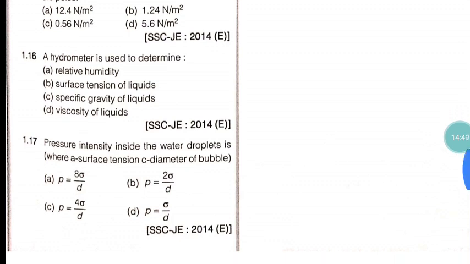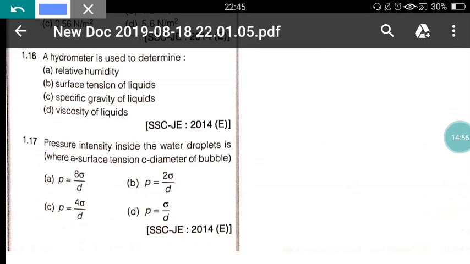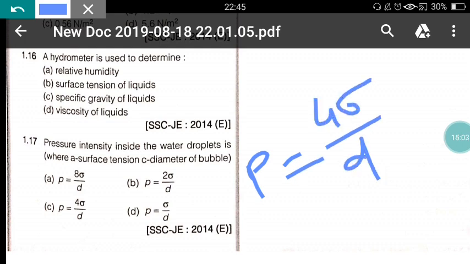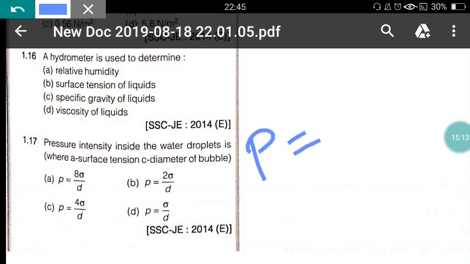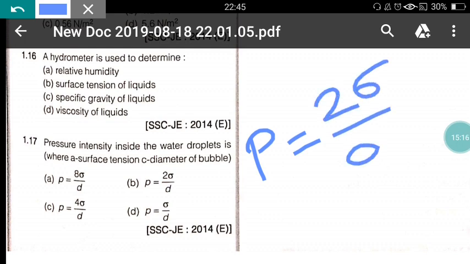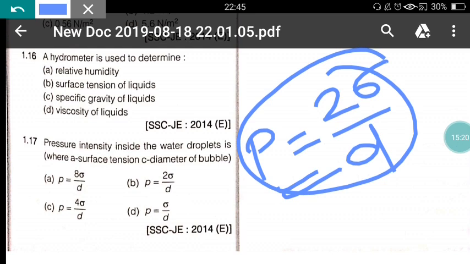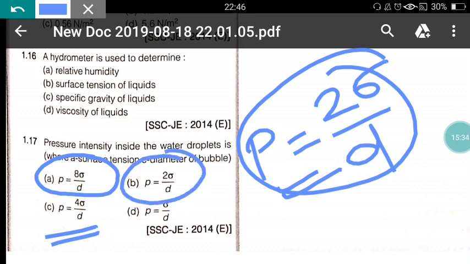Next question, question number 17. Pressure intensity inside the water droplet is what? The formula for that is P is equal to 4 sigma upon D, and the pressure intensity inside the soap bubble is P is equal to 8 sigma upon D. The pressure intensity inside a water jet is P is equal to 2 sigma upon D. So keep in mind these three formulas. For water droplets it is 4 sigma upon D. For a soap bubble it is 8 sigma upon D, because there are 2 layers of soap in a soap bubble, and for a water jet the formula is P is equal to 2 sigma upon D. For this question the correct answer is option C.